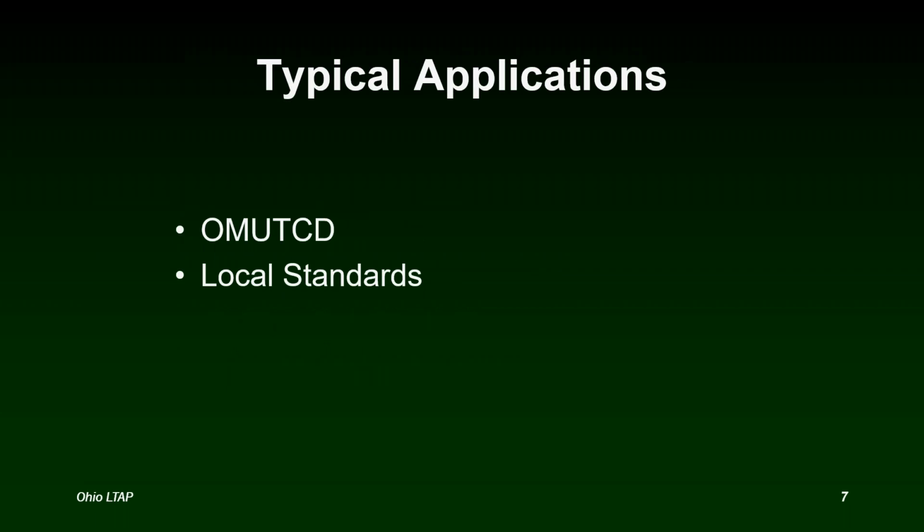So the typical applications are listed in the OMUTCD, which we talked about in our first session. And we also talked about local standards. Sometimes your local government agency needs to develop their own standards for situations that might not even be listed in the OMUTCD. We talked about some of those things, like roundabouts. You've got a 1 or 2 lane roundabout, or up in Dublin, there's a 3 lane roundabout at 161 and Riverside Drive.